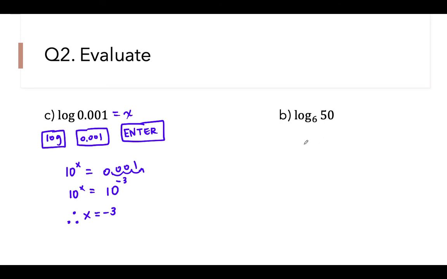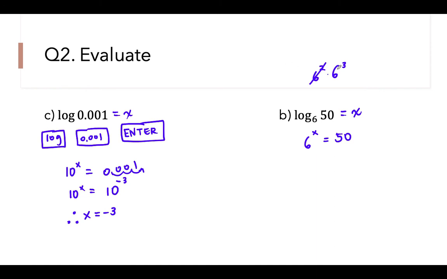Next, we have log base 6 of 50, so we're evaluating, so let's say it is equal to x. So 6 to the x is equal to 50. Now, you will notice that 50 cannot be changed to any power of 6, because 6 squared is 36, doesn't work. 6 to the 3 is 216, so it doesn't work at all.